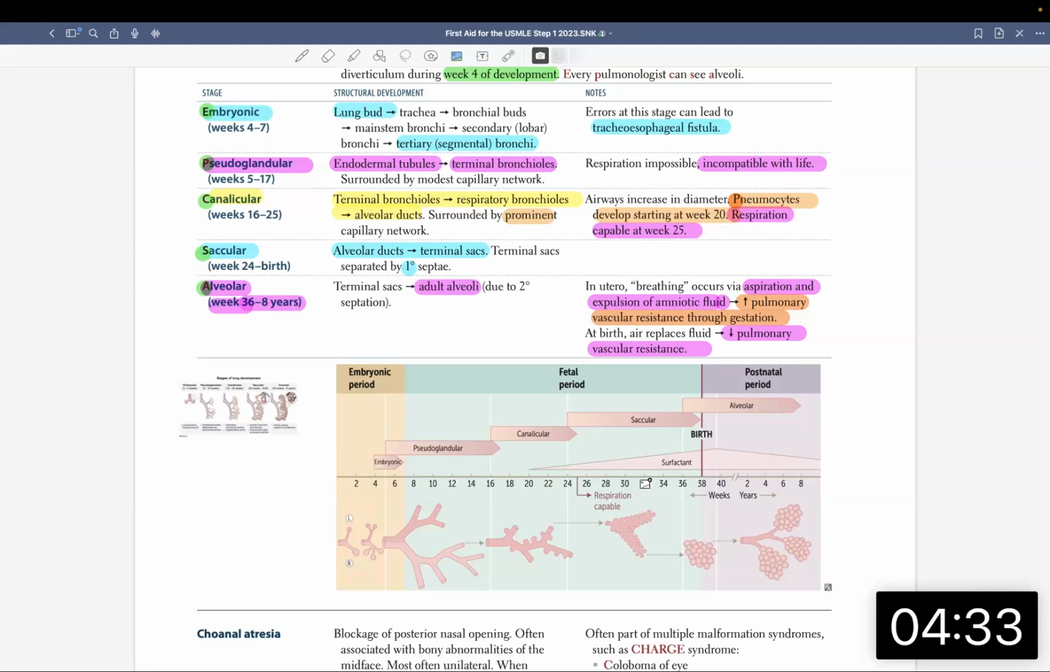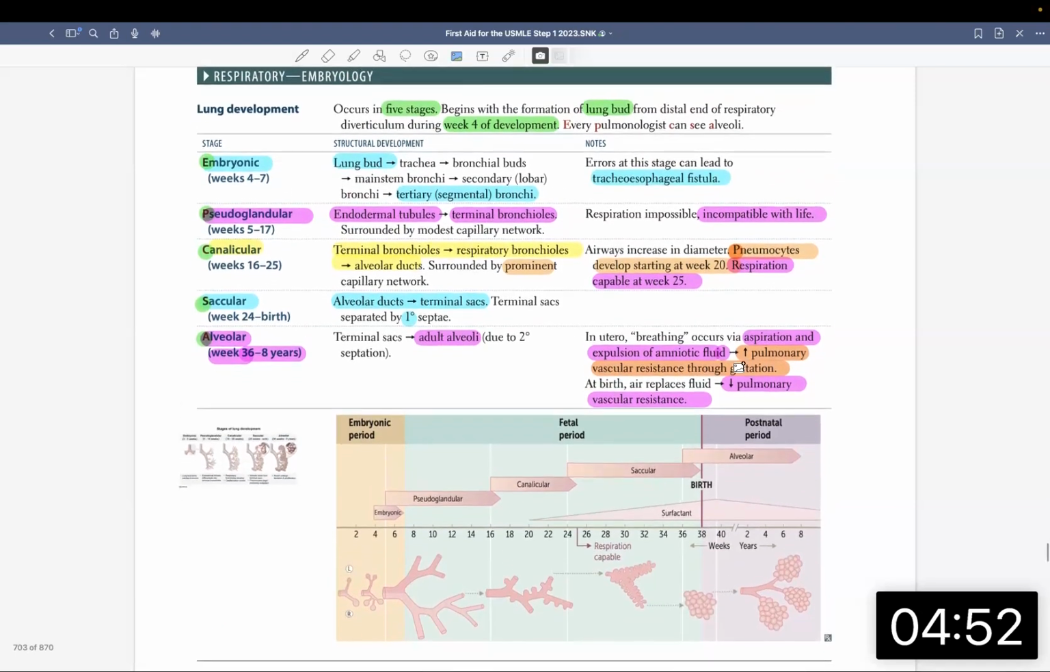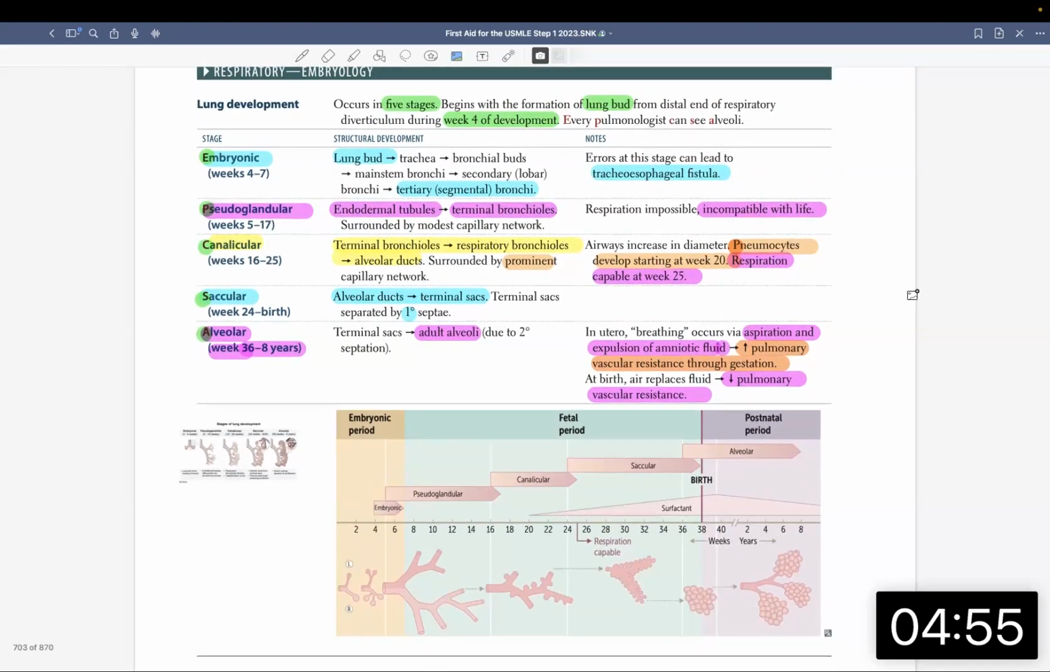This is at the end of the canalicular and beginning of the saccular phase. Surfactant starts to be produced at the 25th week, concurrent with the saccular phase. Birth is at 38 weeks, and there's still alveolar maturation all the way up to 8 years. So pneumocytes start developing at week 20, and respiration is capable at week 25. That's most important, and that's the saccular phase.